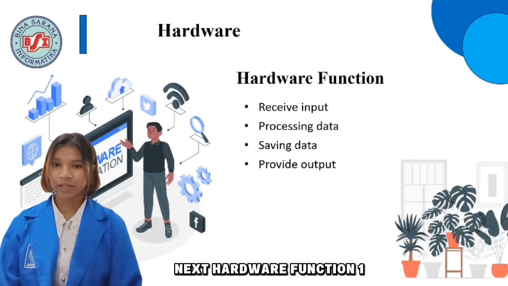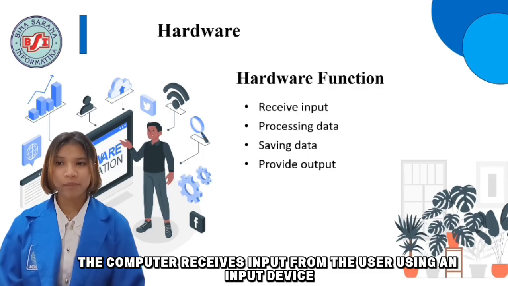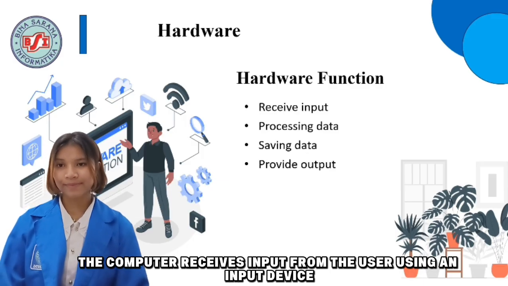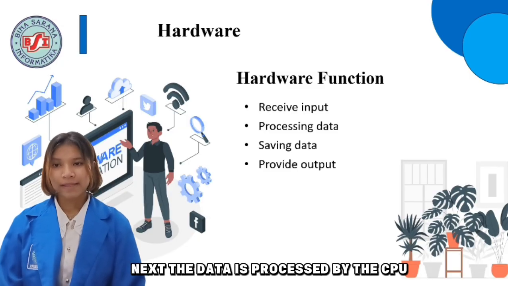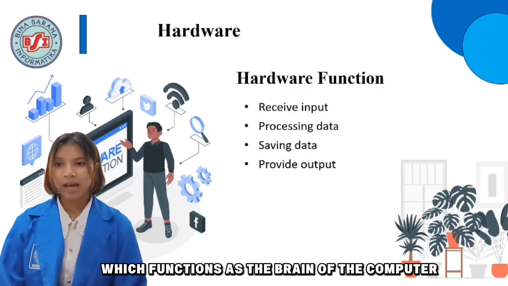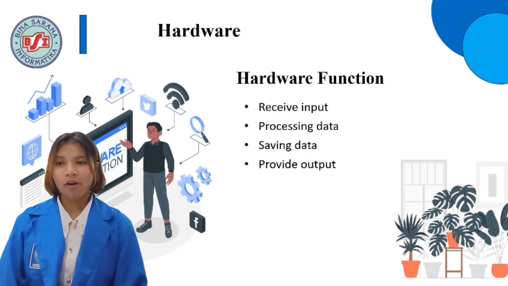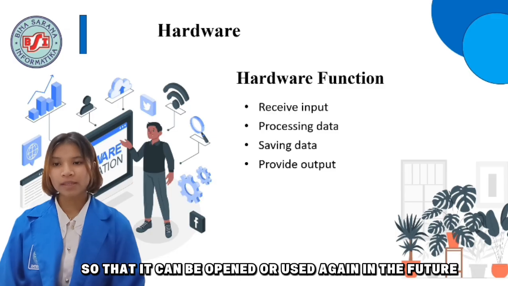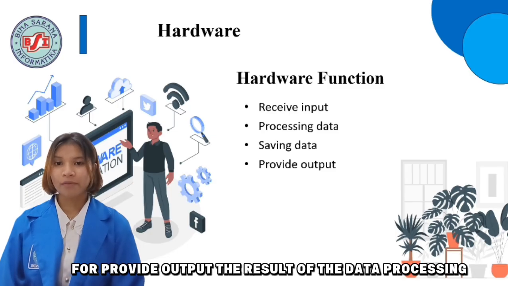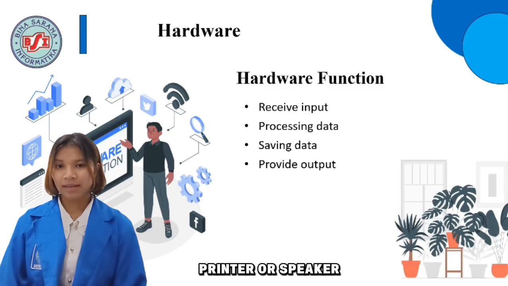Next, hardware function. 1. Receive input. At this stage, the computer receives input from the user using an input device. 2. Processing data. Next, the data is processed by the CPU, which functions as the brain of the computer. 3. Saving data. Once processed, the data is stored so that it can be opened or used again in the future. 4. Provide output. The results of the data processing are displayed to the user via monitor, printer, or speaker.